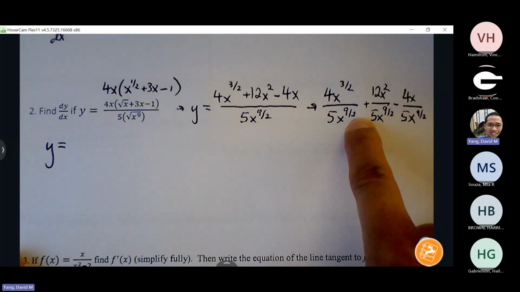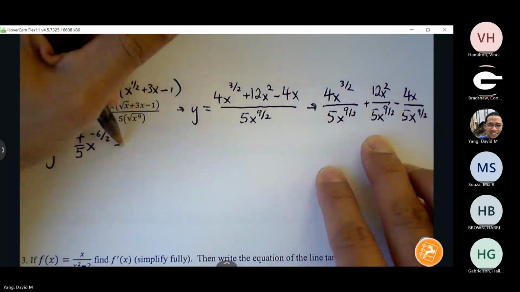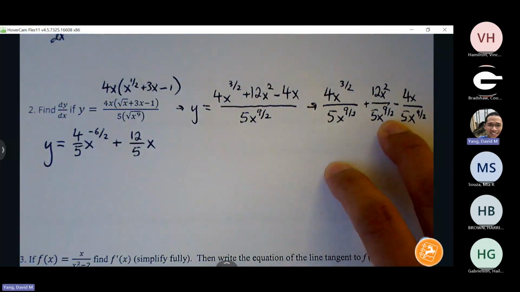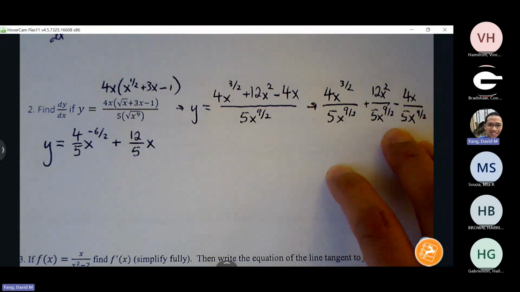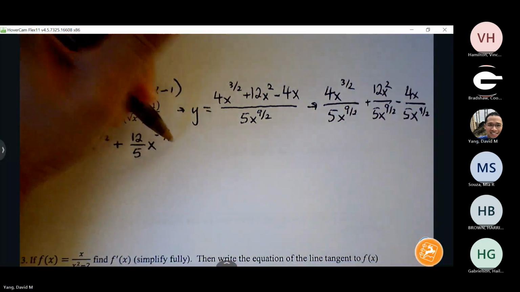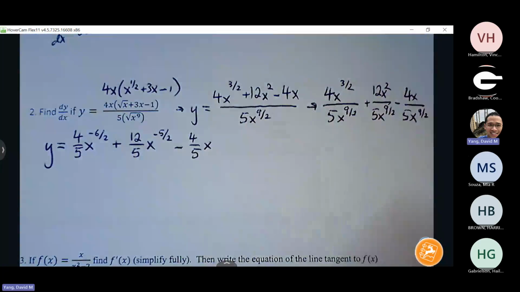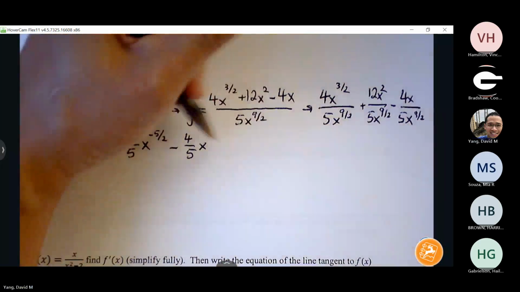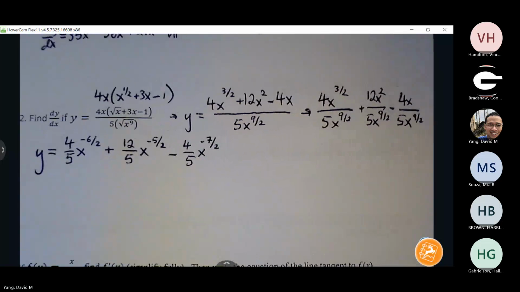3/2 minus 9/2 is going to be -6/2. Then 2 minus 9/2, that's the same thing as 4/2 minus 9/2, which is negative 5 over 2. This one is 1 minus 9 over 2, that's 2 over 2 minus 9 over 2, which is negative 7 over 2. Any questions so far?